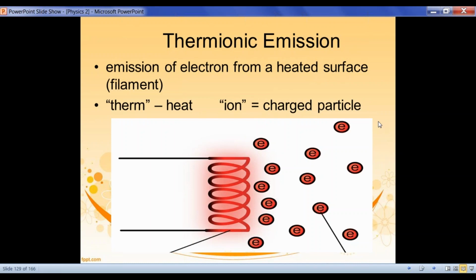bago mo pa lang siya na-switch on, hindi pa ganun ka-bright yung kanyang ilaw. Pero later, mas brighter na ang kanyang ilaw. So yun po dahil bago po lang natin siya na-switch on, hindi pa ganun kainit yung filament ng ating bulb. Kaya hindi pa ganun kadami ang electrons na nag-produce, hindi pa ganun ka-bright yung kanyang liwanag.